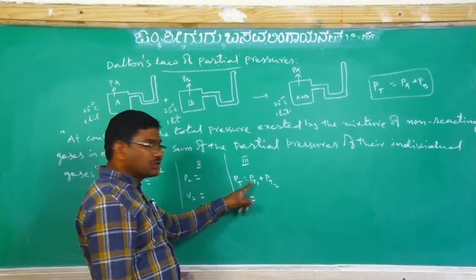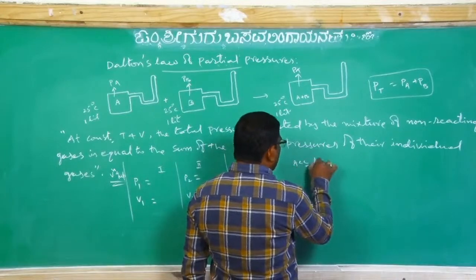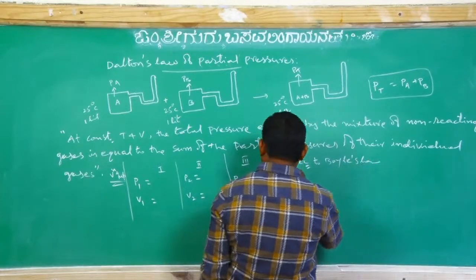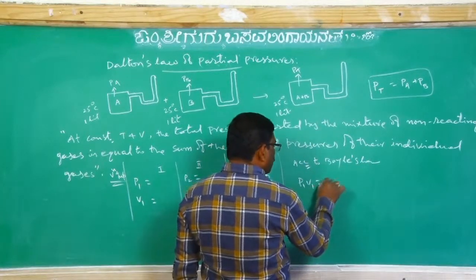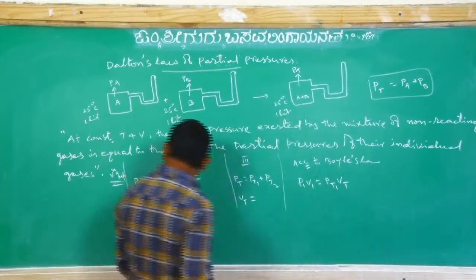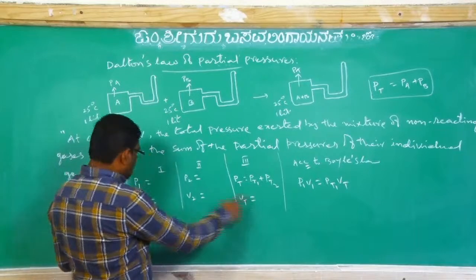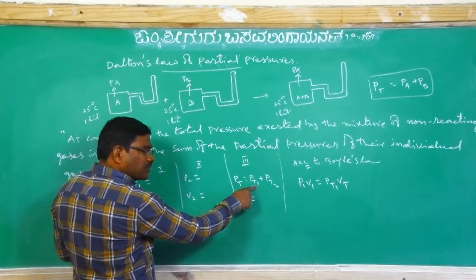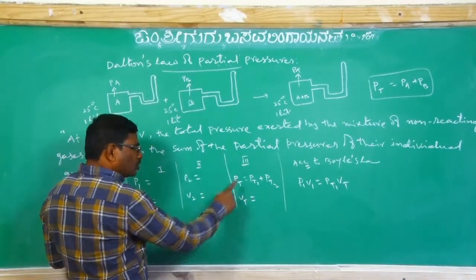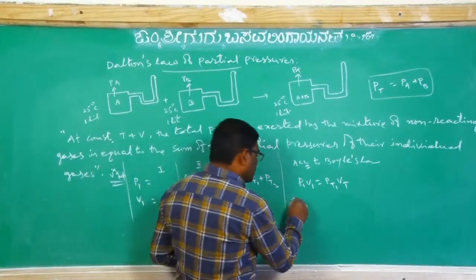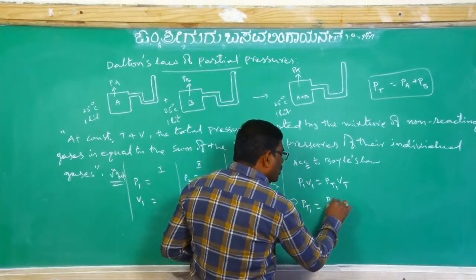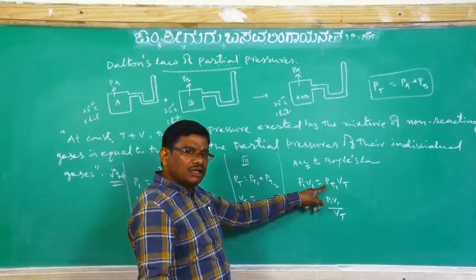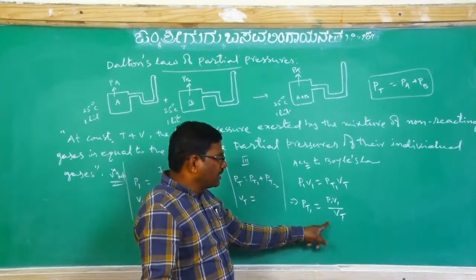Therefore, for partial pressure, how do we do it? According to Boyle's law, what can we say? According to Boyle's law, P1 V1 equals PT1 VT. We are comparing conditions 1 and 3. P1 V1 equals PT VT, but for the first gas it will be PT1. Therefore P1 V1 equals PT1 VT, which implies PT1 is equal to P1 V1 by VT. Correct?